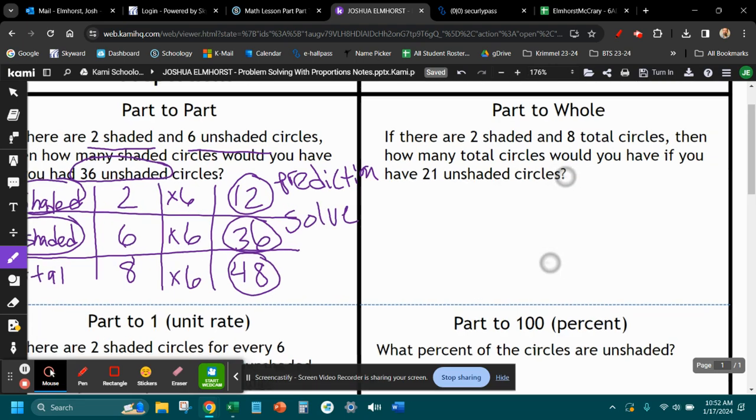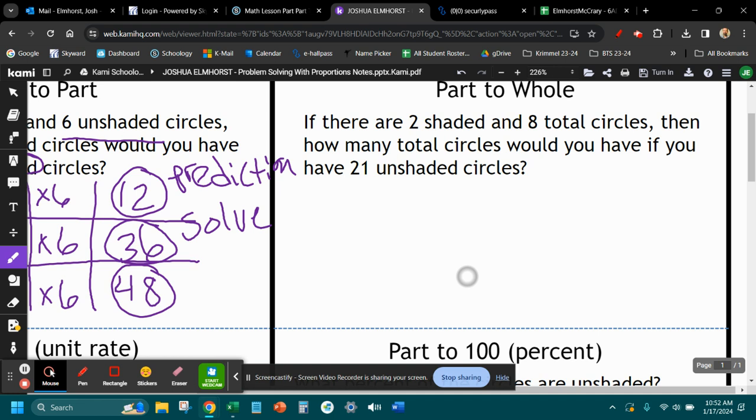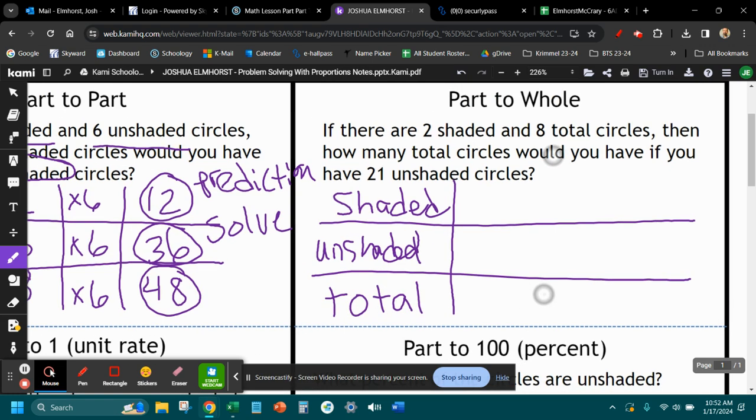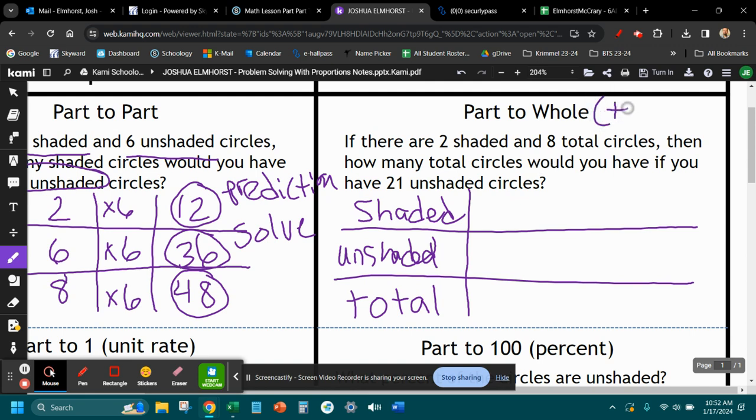Now if we have part to whole, we have shaded and total. So again, shaded, unshaded, and then total. Now if you want to label this up on top, another word for part to whole would be part to total. We have 2 shaded, 8 total. So if 2 are shaded and there's 8 total circles, how many would be unshaded?